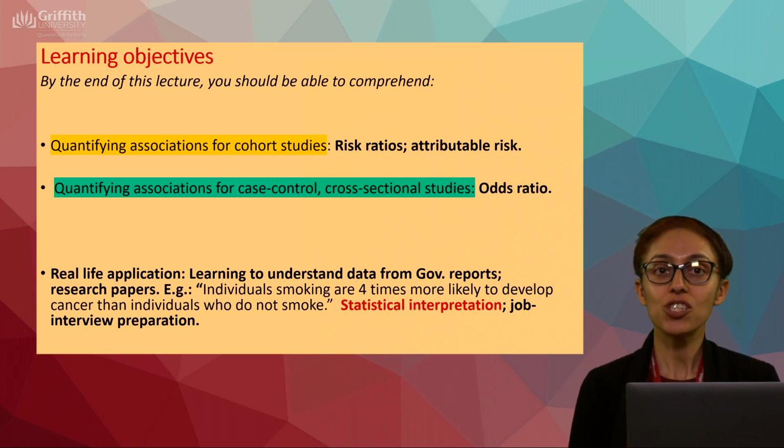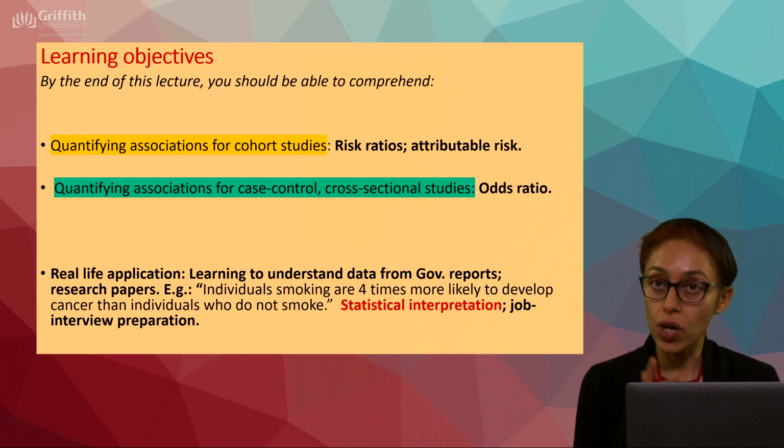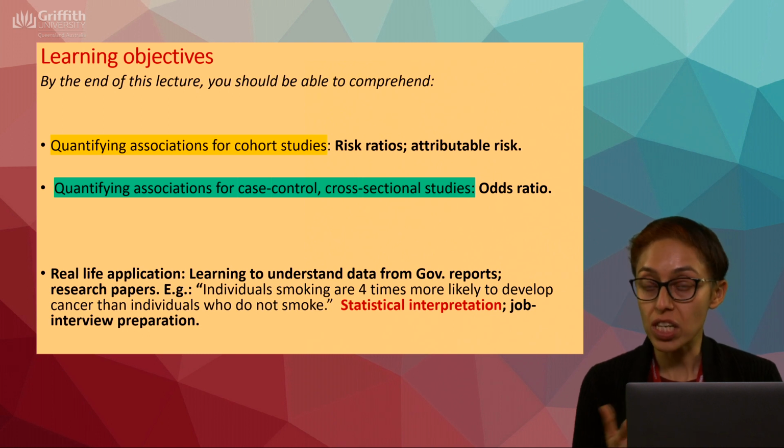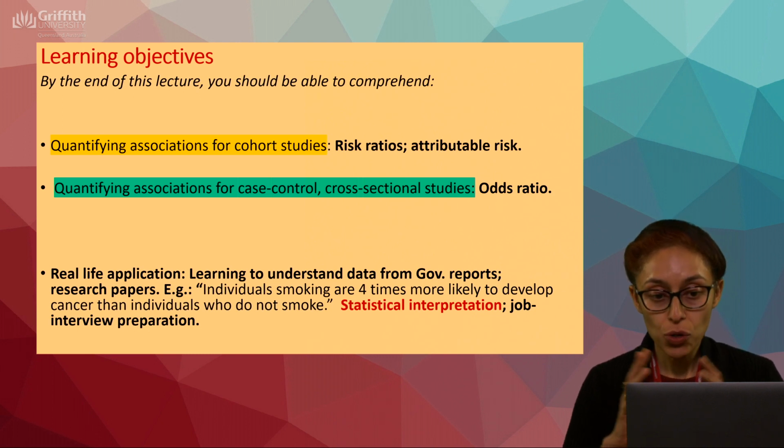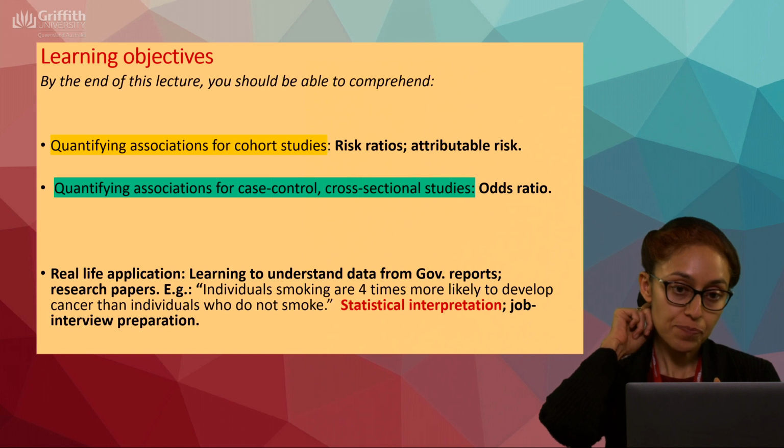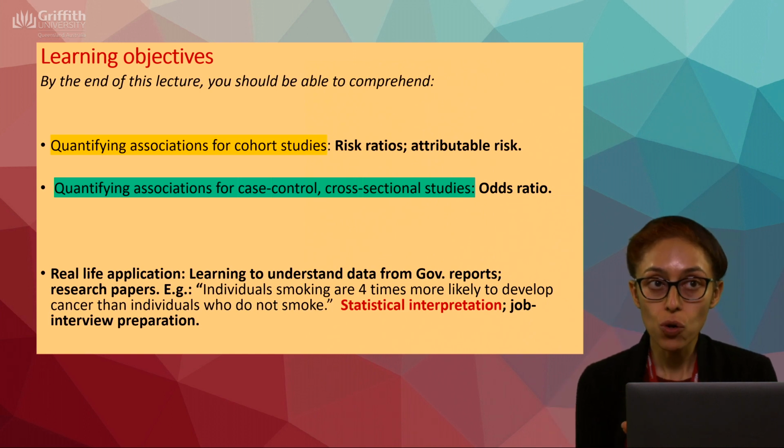So in this lecture, we'll be covering measures of association. Particularly, we'll be covering how to quantify association for cohort studies versus case control and cross-sectional studies. Basically, what do I mean by this? Firstly, what are cohort studies?